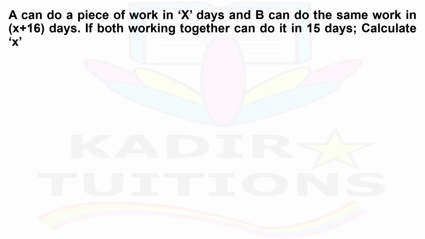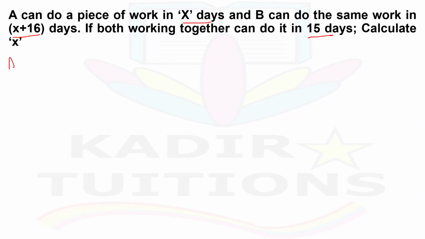Hello everyone, in this video we are going to see a time and work problem. First let's look into the question. A can do a piece of work in X days, B can do the same work in X plus 16 days. If both working together, they can do it in 15 days. Then calculate X.